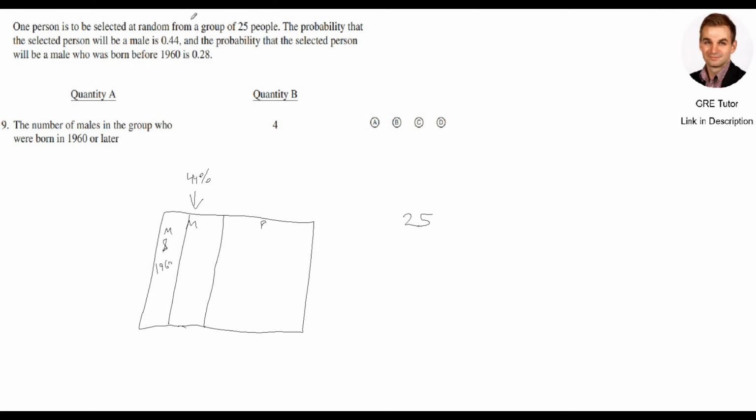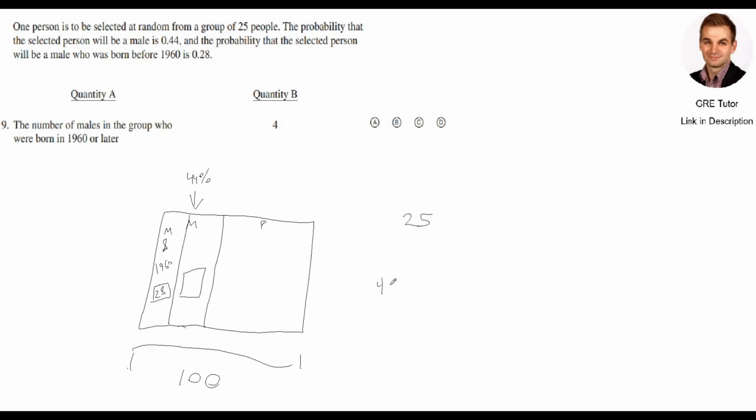And we want to know what is greater, the number of males in the group who were born in 1960 or later, or 4? Okay, well, how do we find that out? Well, we start by saying this is 100%. This is 100% of all the people in the group. 44% of them are male, and we know that 28% of them are both male and born before 1960. So what is this percentage? This is going to be the percentage of people that were born 1960 or later who are also male.